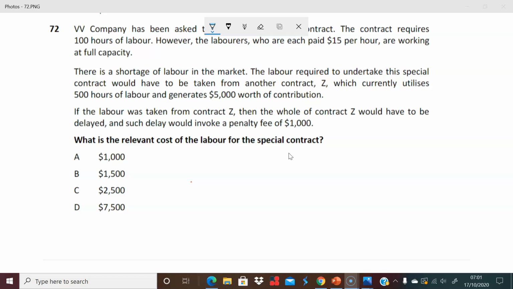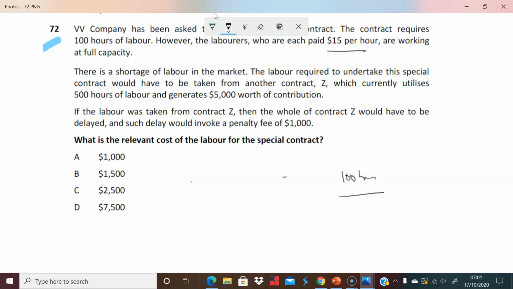Okay, 72. So this is one that we have to deal with that looks at labor. So let's look at the scenario here. Over time you get your head around what's going on. They have got this special contract where the contract requires 100 hours of labor, and these laborers are paid £15 per hour.